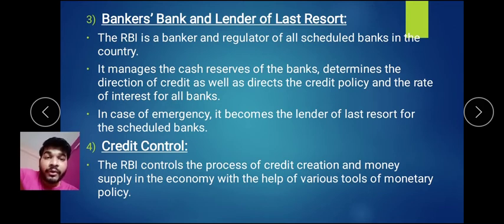Then credit control. What is credit control? If the flow of money in the market is more, it creates an inflation situation. At that time RBI increases the rate of interest, or we can say the bank rate, so that loan rates increase. This is how they control. Same way, if the supply of money is less in the market, they reduce the rate of loan, so that banks can create more credit. This is how credit control is done by the RBI.